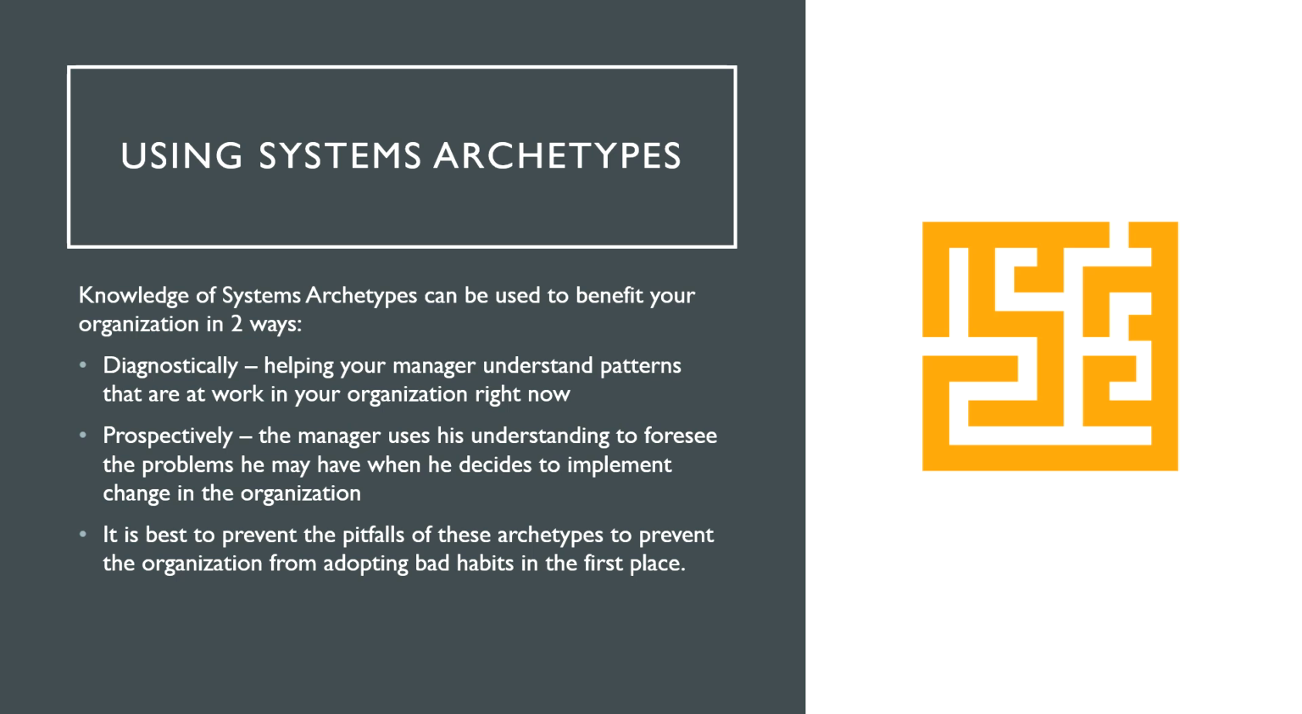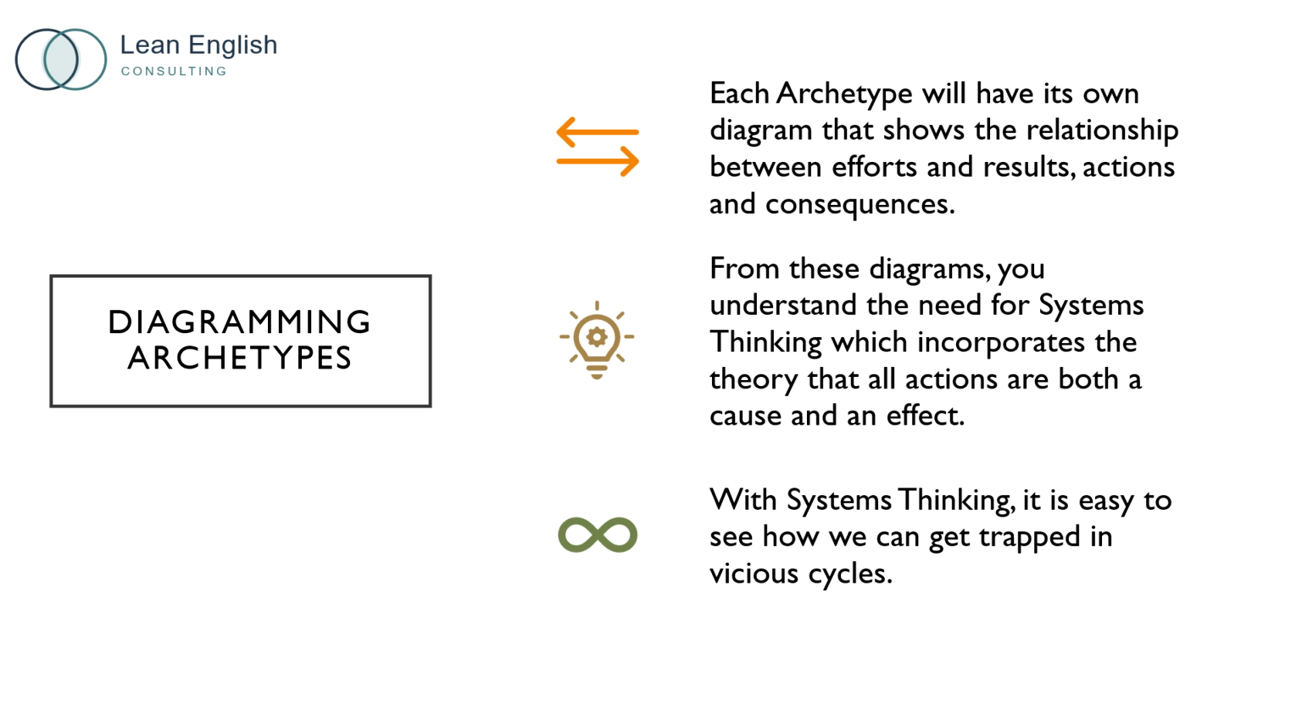It is useful to know how to recognize and avoid these archetypes to prevent the organization from adopting bad habits in the first place. Each archetype will have its own diagram that shows the relationship between efforts and results, actions and consequences. From these diagrams, you understand the need for systems thinking, which incorporates the theory that all actions are both a cause and an effect.